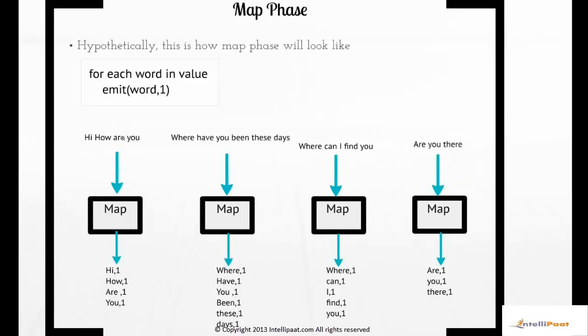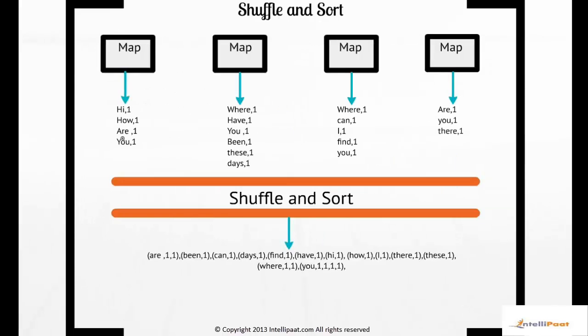So individually, every guy has done his job. Now it's time to integrate all of this. So you get output from everywhere, and in shuffle and sort, you bring everything together and you sort it. So you say r is 1, 1, been is 1, can is 1, days is 1, find is 1, have is 1, like this. Where is 1, 1, so you have where and where. And u is 1, 1, 1, 1. So that's how you get this.